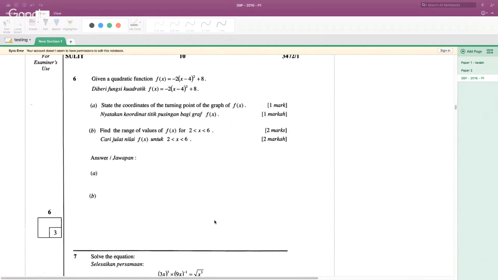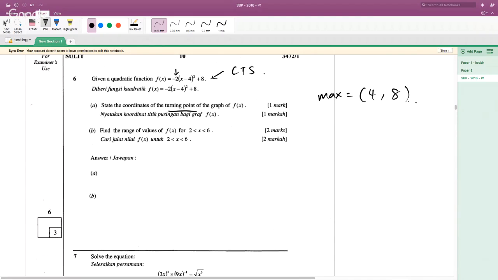Given that the quadratic function f(x) equals negative 2 bracket x minus 4 squared plus 8, state the coordinates of the turning point. Whenever you see something like this, the first thing that comes to your mind is completing the square. Turning point means minimum or maximum. In this case, because of the negative 2, it's a maximum. But the question just asks you to state the coordinates, so I can state the coordinates are (4, 8).